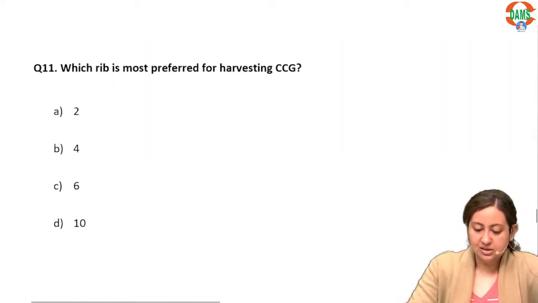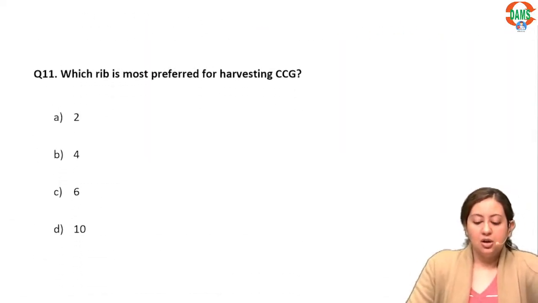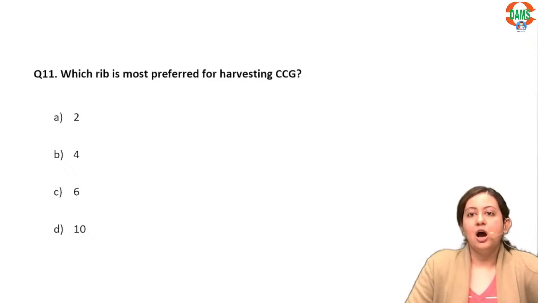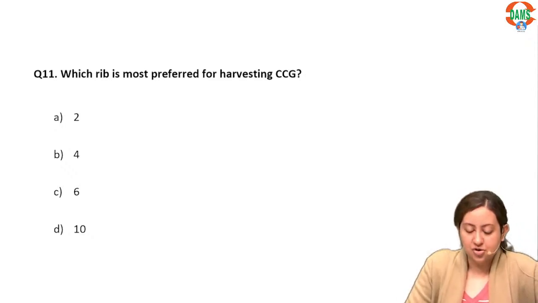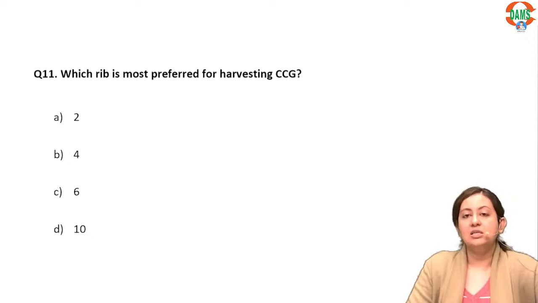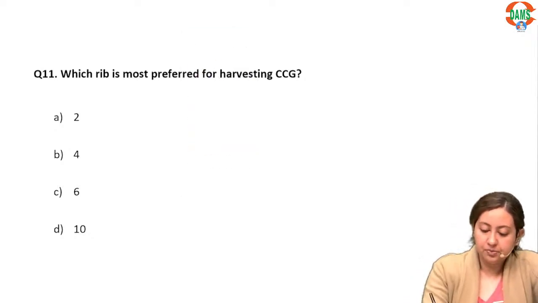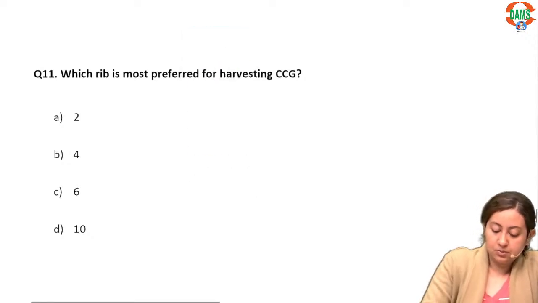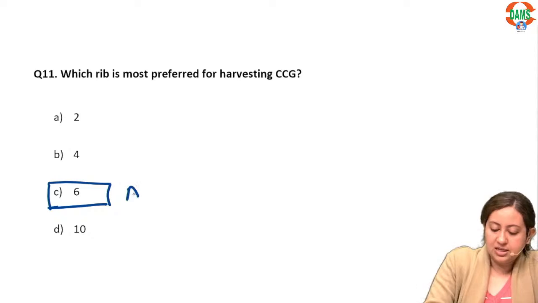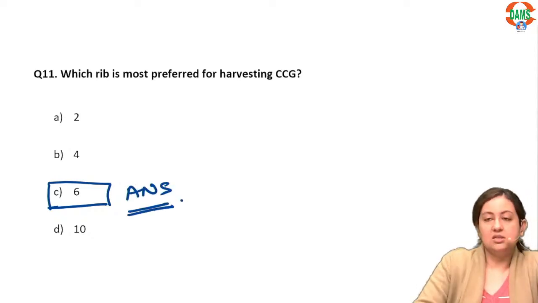Let's come to the next question. Which rib is the most preferred for harvesting a costochondral graft? Option A is the second rib, option B is the fourth rib, option C is the sixth rib, and option D is the 10th rib. All right, so here the answer is option C, that is your sixth rib.